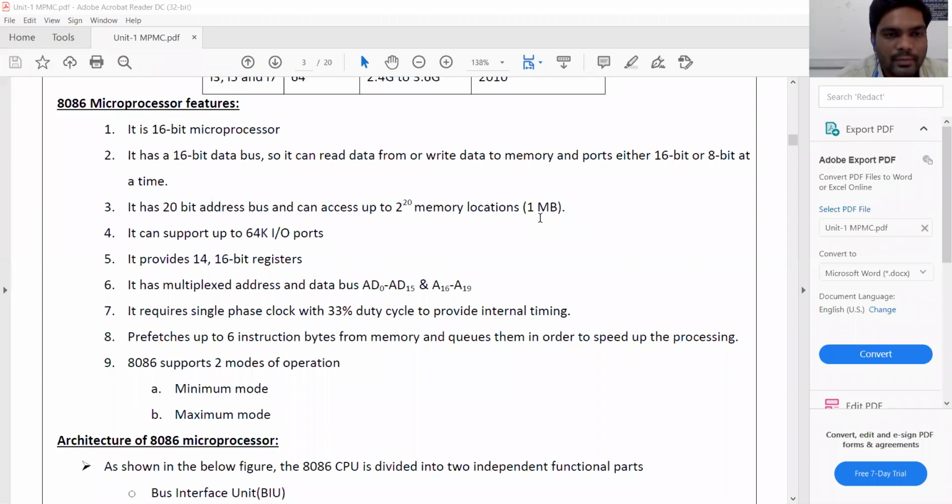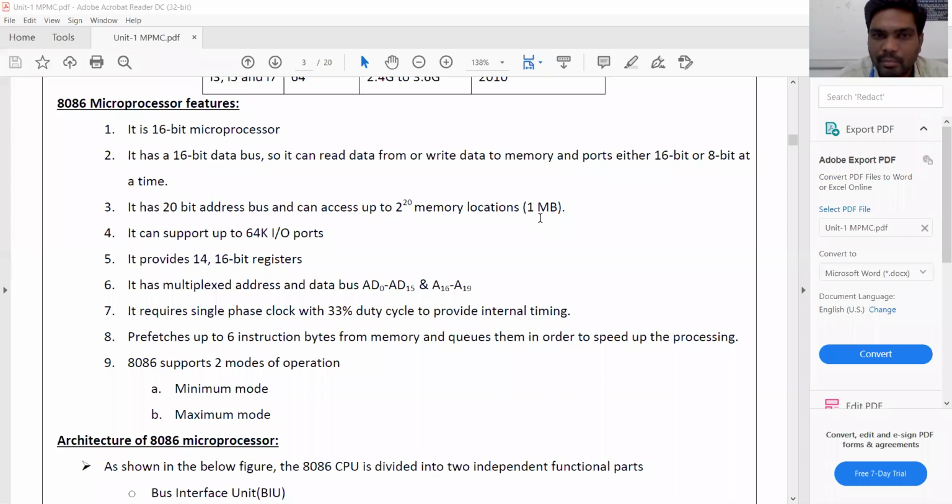In today's class, we will be discussing the introduction to the 8086 microprocessor. We'll see what the different features of the 8086 microprocessor are, and then we'll have an introduction to the architecture of the 8086 microprocessor.